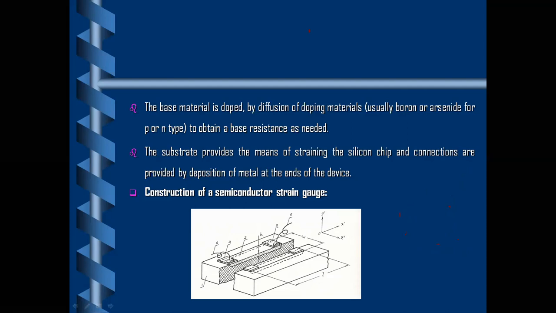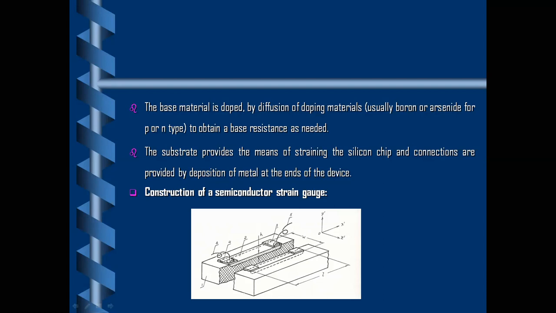Suppose a table is the base, to place a duster, a course file, a chalk, or anything. A bench is the base for you, whether to sit, then place your notebooks and your bag to write. That is the supporting. Base means the supporting that you are having. The substrate provides the means of straining the silicon chip.